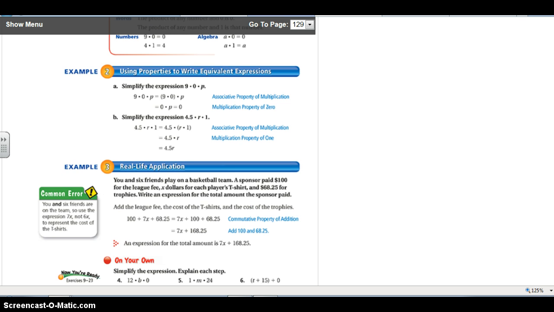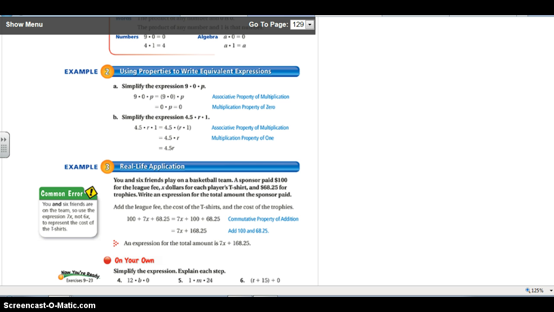Here's the addition property of 0. The sum of any number and 0 is that number. Simple. Just like in regular math, it's the same way in algebra. The multiplication properties of 0 and 1: the product of any number and 0 is 0. The product of any number and 1 is that number. Same as regular math, numerical expressions, and algebraic expressions.